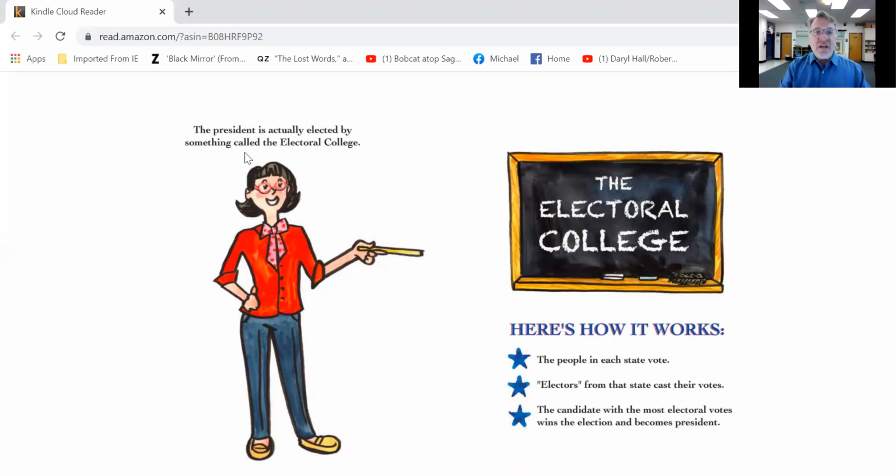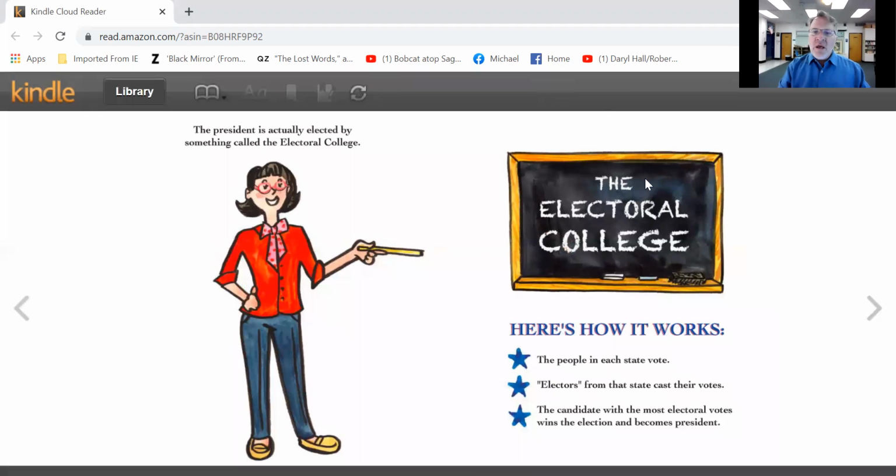The president is actually elected by something called the Electoral College. Now, this isn't like a university. You can't go to the Electoral College and root for their football team. It is a way of explaining that this is a group of people that actually select the president. The people in each state vote. Electors from that state cast their votes. The candidate with the most electoral votes wins the election and becomes president.